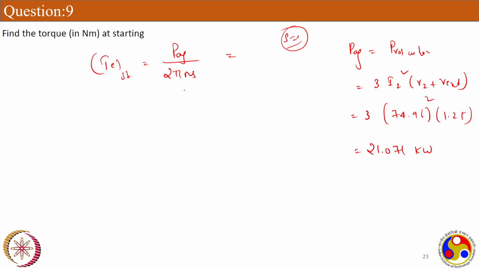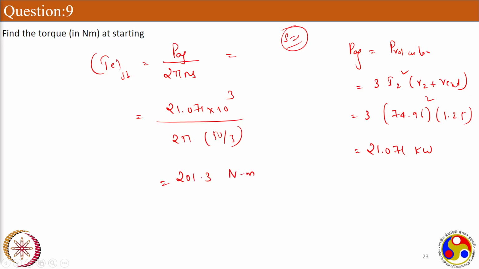Now you have to divide it by 2 pi Ns. There is no change in that. 21.071 into 10 cube divided by 2 pi into 50 by 3. You can divide by 2 and 50. So it's 201.3 something Newton meter. So this is our starting torque.